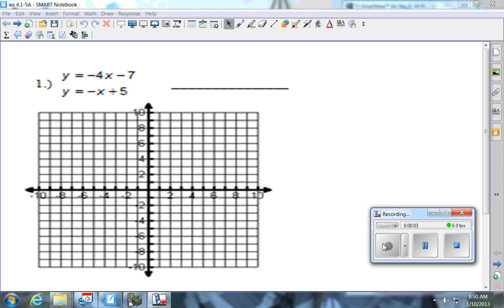This video goes along with worksheet 4.1-5A. This is solving systems of equations by graphing.